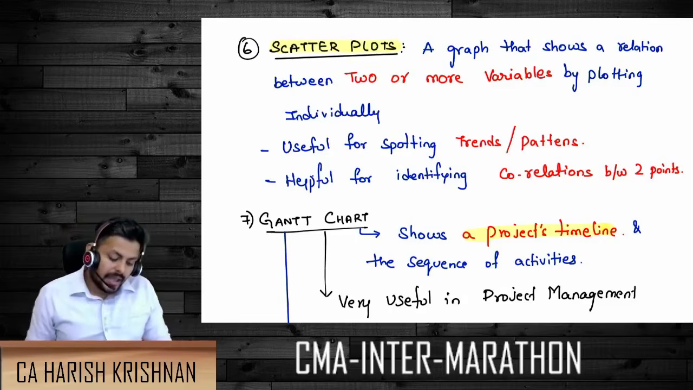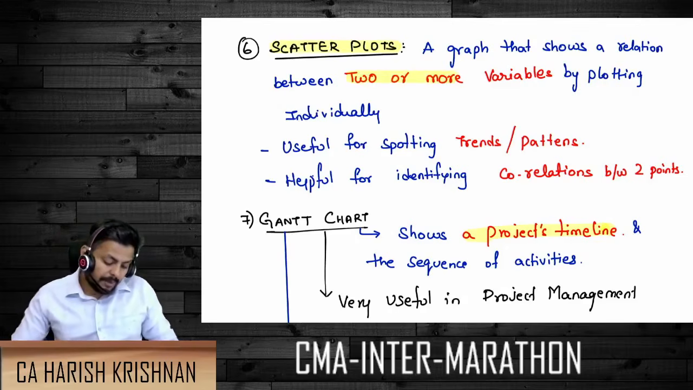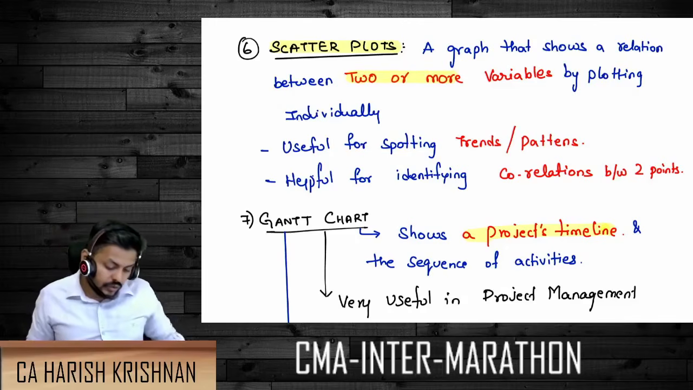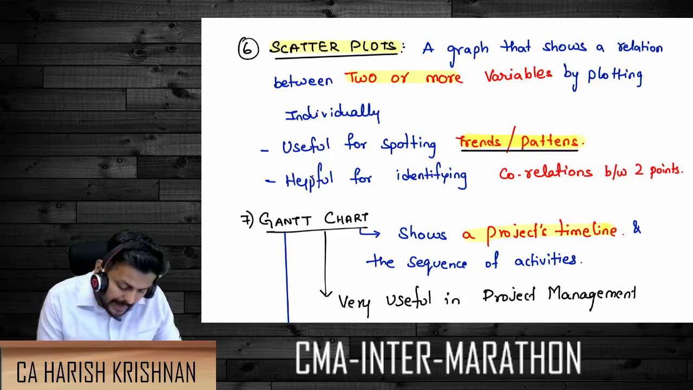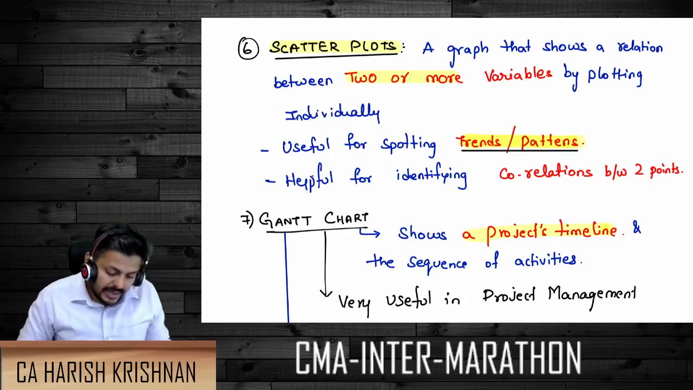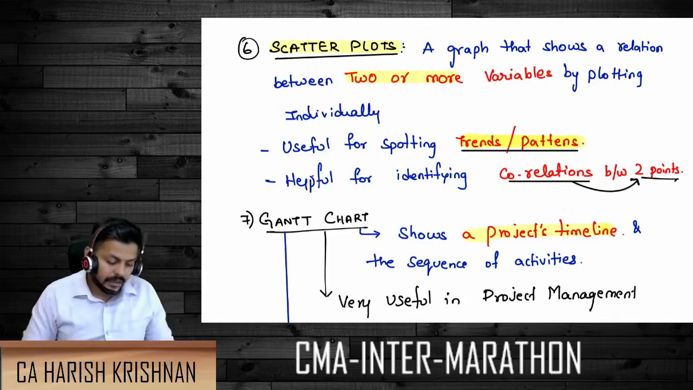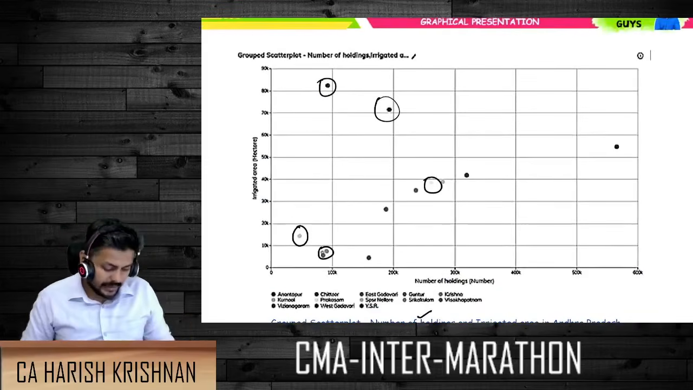Scatter plots, a graph that shows relation between two or more variables by plotting them individually. By what? Plotting them individually. It is useful for spotting trends or patterns. It is useful for what? Spotting trends or patterns. And then it is helpful for identifying the correlation between two points. Let me just show you how a scatter plot looks like. This is exactly what the scatter plot looks like, showing various dots and correlation between two points.